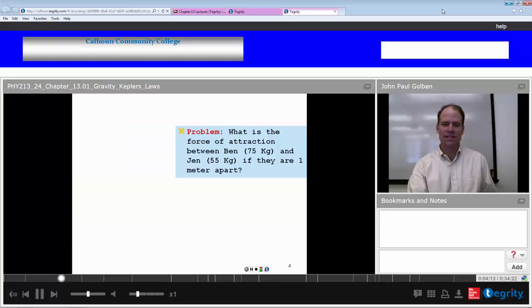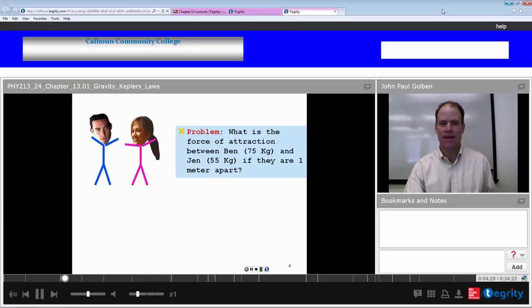Let's try an example of this gravitational force. What is the force of attraction between Ben, 75 kilograms, and Jen, 55 kilograms, if they are 1 meter apart? So here's Ben, and here's Jen.